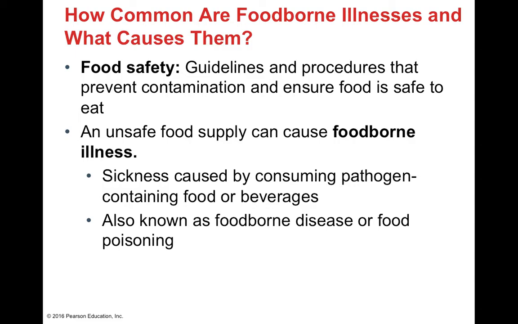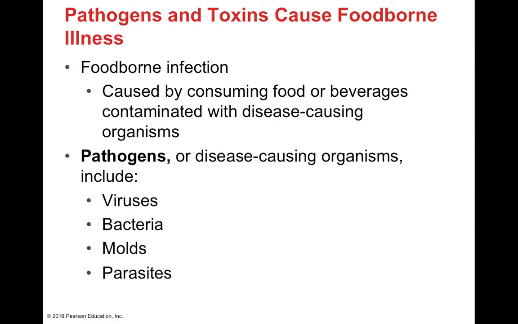Food safety is basically any guideline or procedure that helps to prevent contamination and helps to ensure that food that you take home is safe to eat. This is to prevent foodborne illnesses in our food supply, as an unsafe food supply can help spread pathogens. Foodborne illness is defined as a sickness that's caused by pathogens by consuming pathogen-containing foods or beverages. It can also be known as food poisoning, so you've probably heard of it before as food poisoning, and we know that this can make us very, very sick.